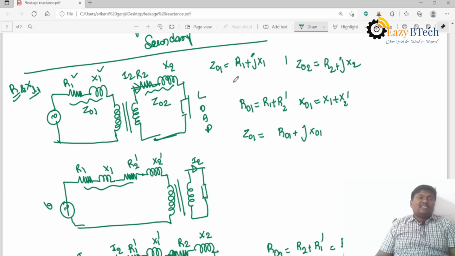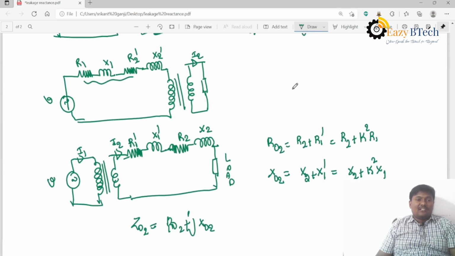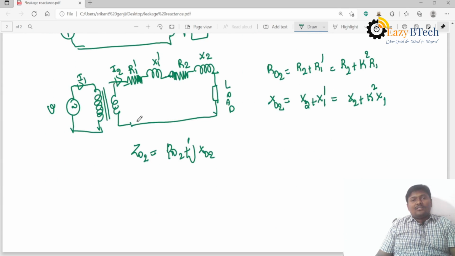After that, Z01 is the total impedance when referred to primary. Z02 is the total impedance when referred to secondary. So Z02 is equal to R02 plus JX02. R01 is equal to, you know the formula, and Z01 is equal to R01 plus JX01.